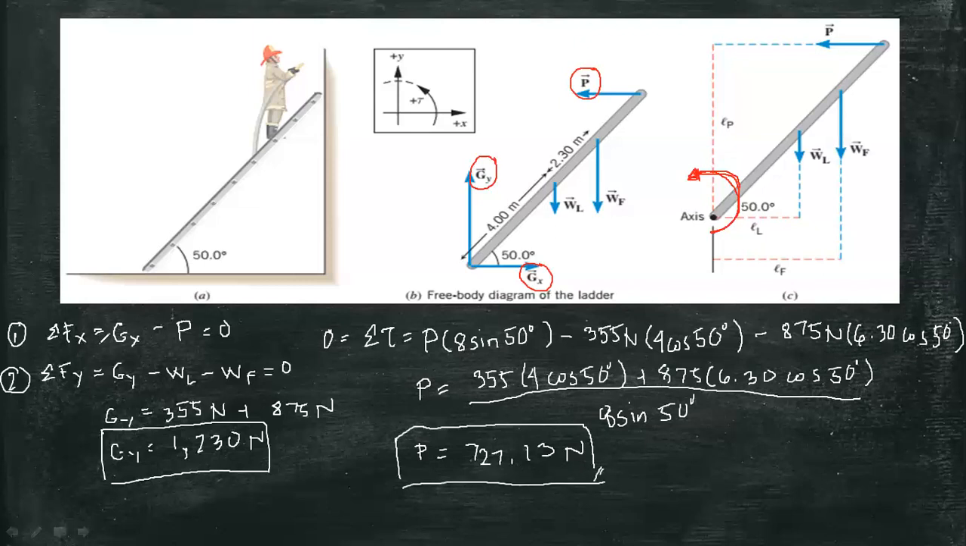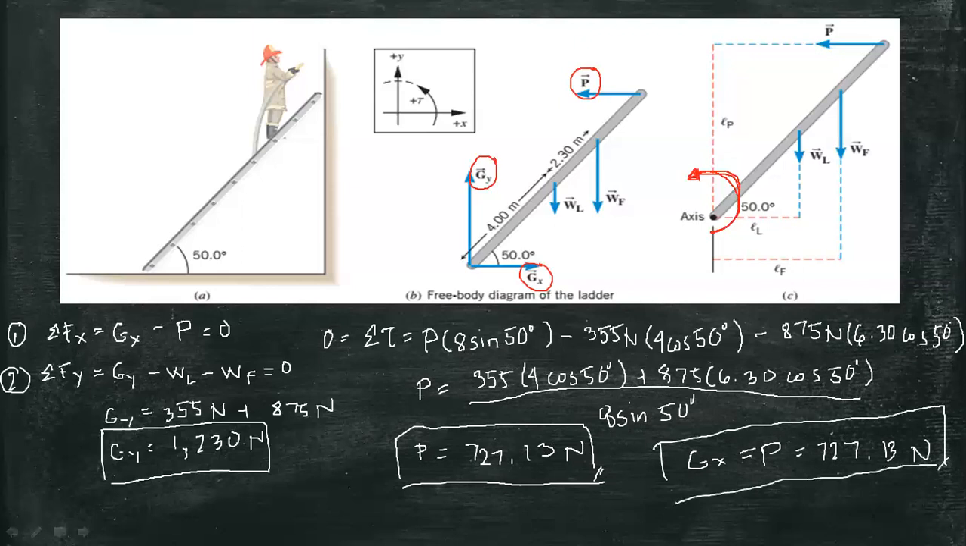And to solve for Gx, using the first equation, we know that Gx is equal to P, therefore Gx is equal to 727.13 Newton. Okay, so that's how we solve rigid body in equilibrium, considering the x and y components and the net torque.